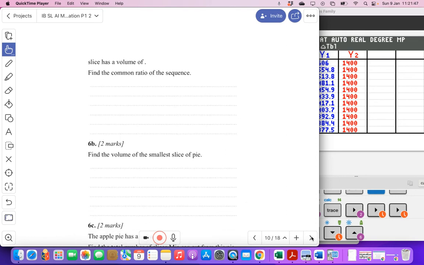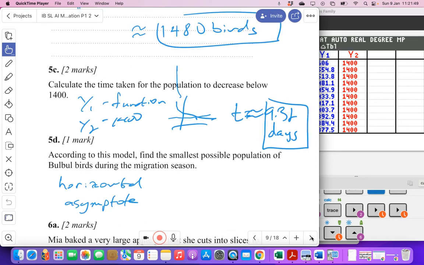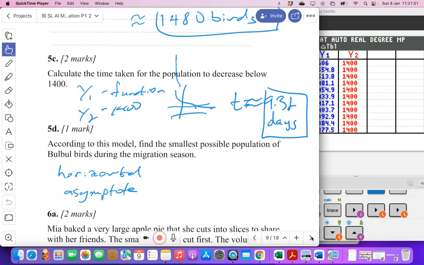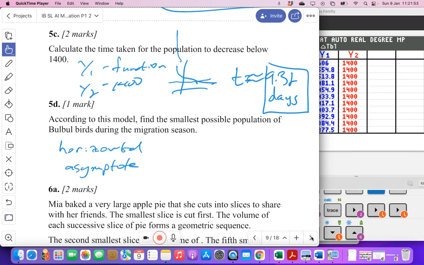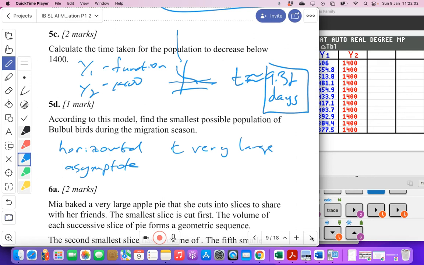Got lost here. So T is very large. 1350.